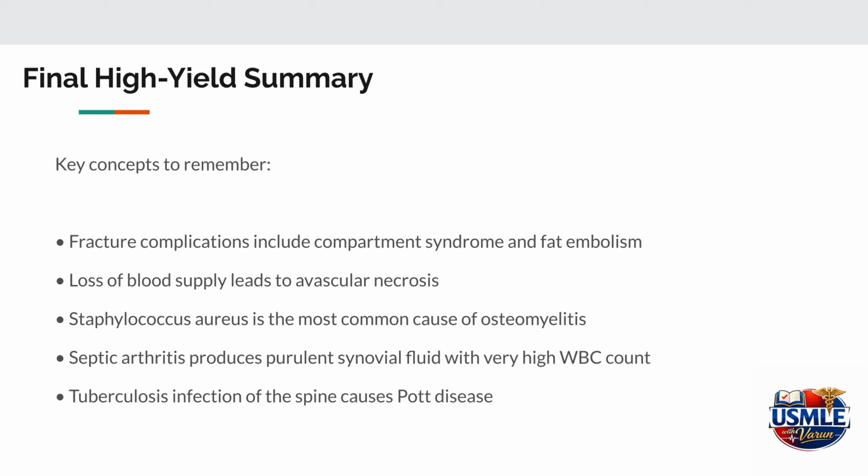Septic arthritis produces purulent synovial fluid with a very high WBC count, and this requires urgent treatment. Tuberculosis infection of the spine causes Pott's disease, while diabetic foot ulcers may lead to chronic osteomyelitis. So understanding these patterns helps us to quickly identify those trauma and infection-related questions.